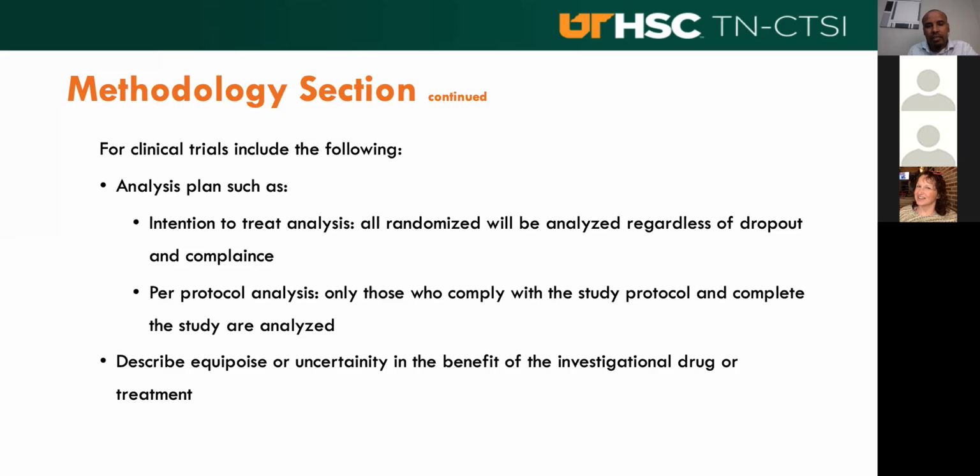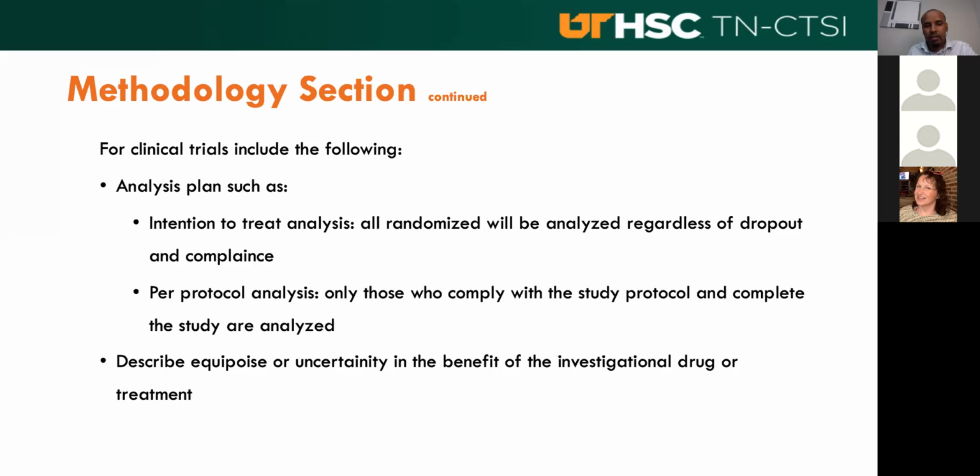So for clinical trials, include the analysis plan, such as whether you used intention to treat analysis. In an intention to treat analysis, randomized participants will be analyzed regardless of whether they dropped out of the study or whether they were compliant or not. So that's called intention to treat analysis.